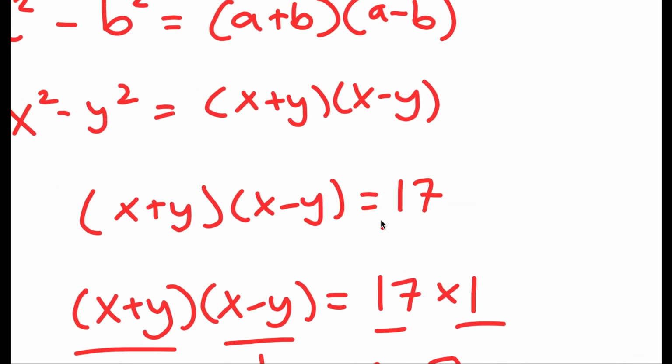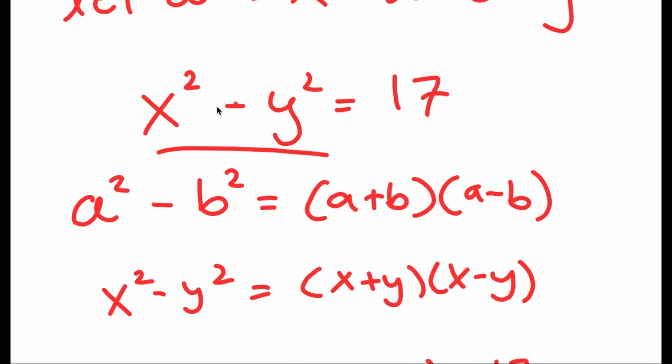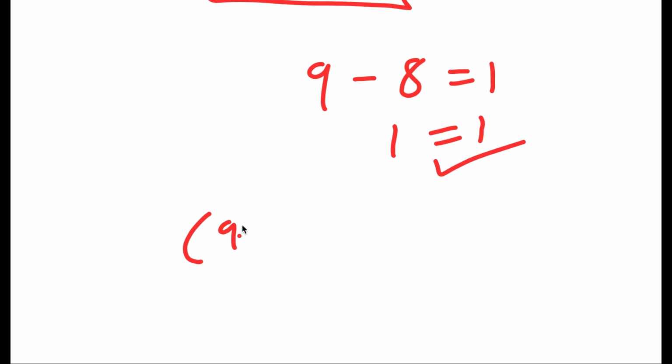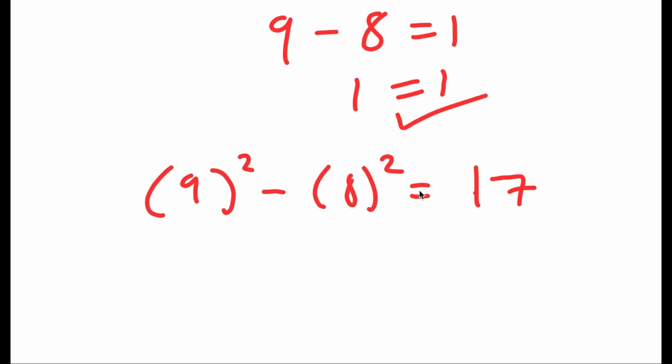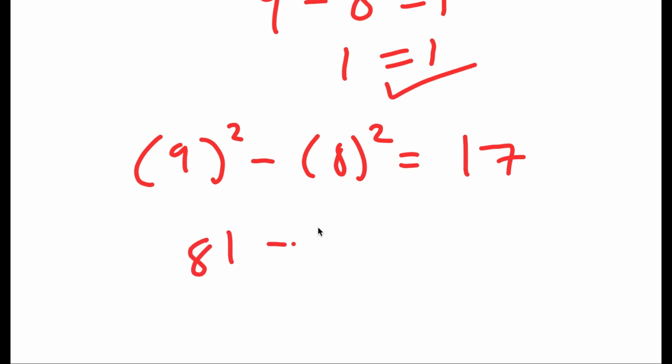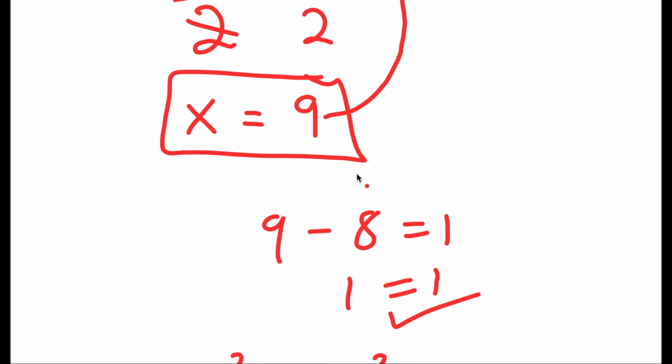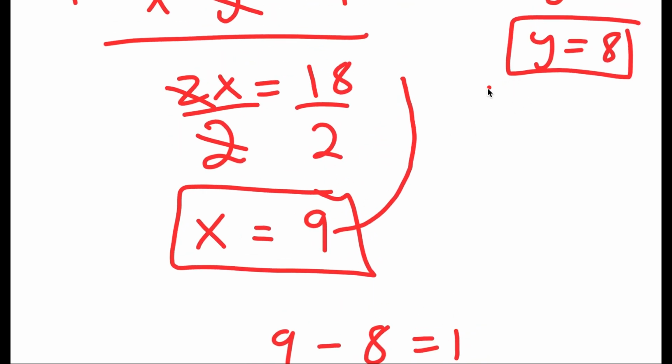And now the final check I'm also going to do is over here. It says x squared minus y squared is equal to 17. So I have 9 squared minus 8 squared is equal to 17. 9 squared is 81, 8 squared is 64. And 81 minus 64 is 17. So this is true. So we know that these values of x and y are true.